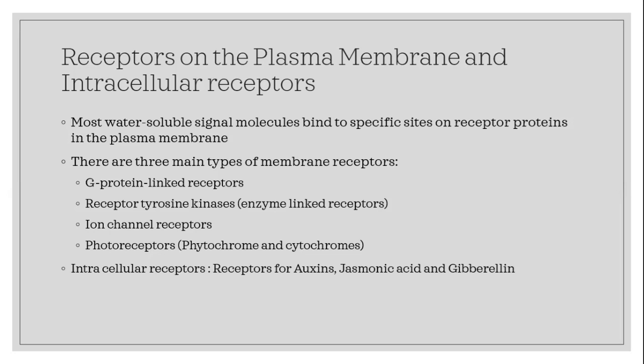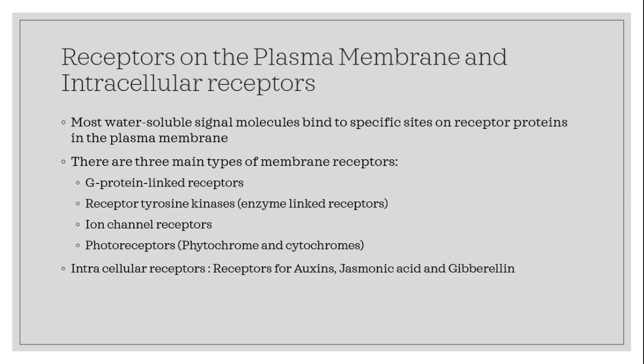which are present inside the cell and which can bind to the molecules inside the cell. So these receptors are present inside the cell, whereas G protein linked receptor, enzyme linked receptor and channel receptors, they are present on the membrane. So membrane receptors and intracellular receptors. The membrane receptors are G protein linked receptors, enzyme linked receptors, and channel receptors.